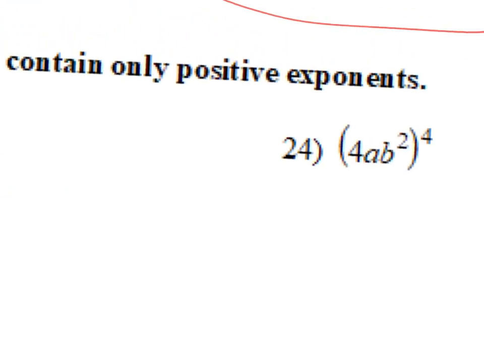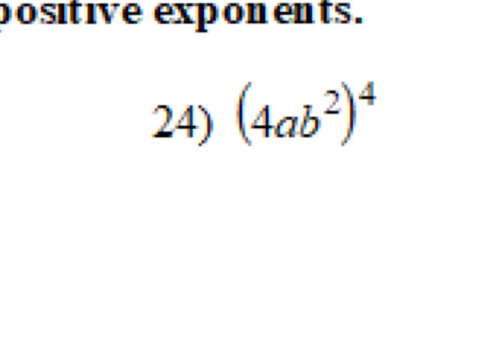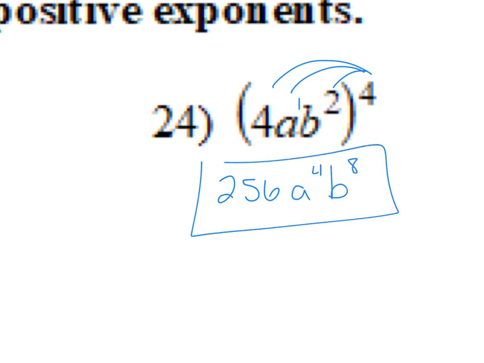Okay, next problem. All right, we're going to drop in this 4 to all parts. So I'm going to drop the 4 in. So I get 256 when I take 4 to the 4th. I get a to the 4th. Remember, there's a 1 there. And then b to the 8th. And that's your final answer.